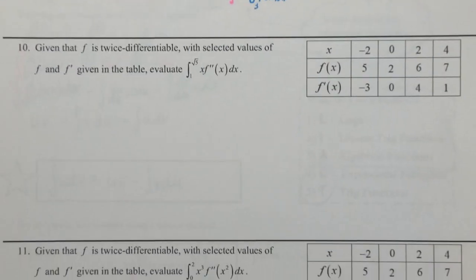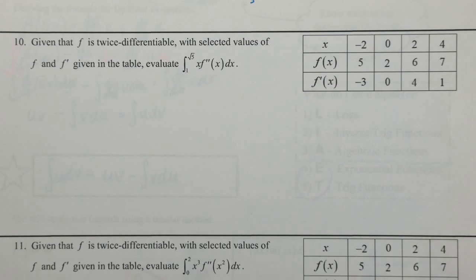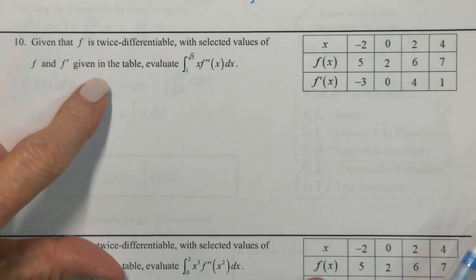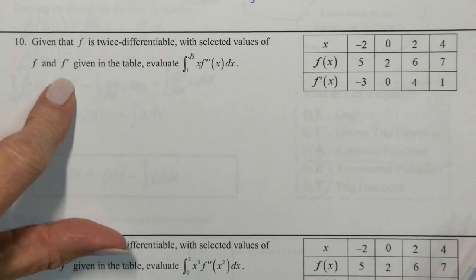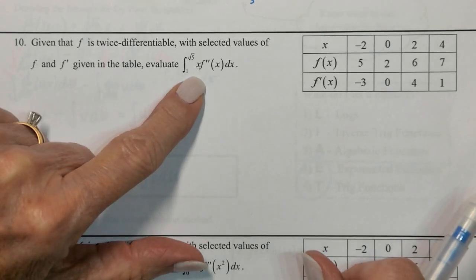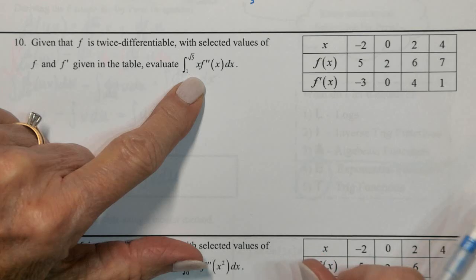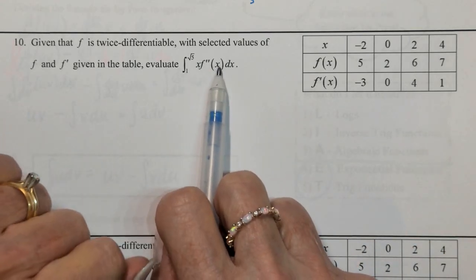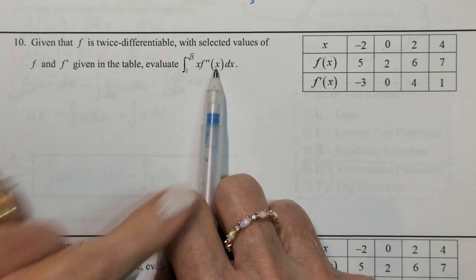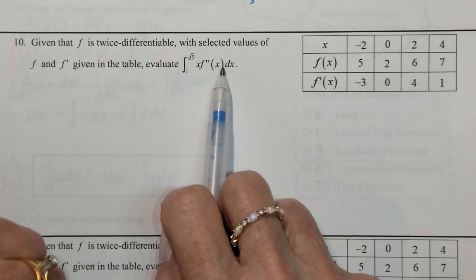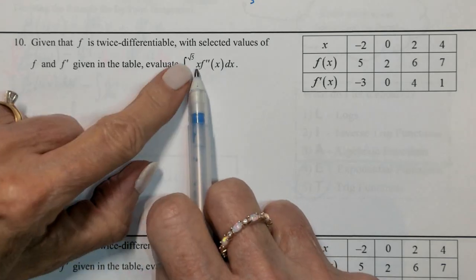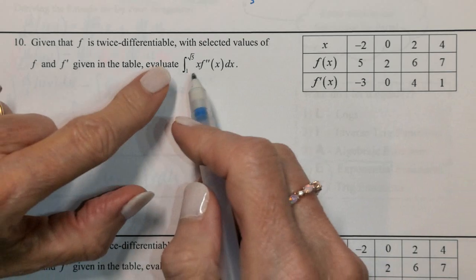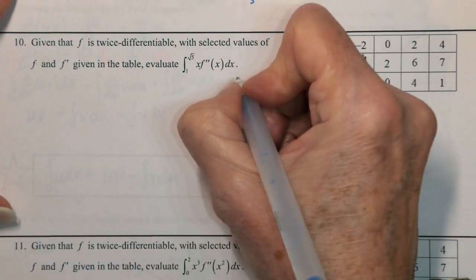Number 10. Given that f is twice differentiable with selected values of f and f prime given in the table, evaluate this integral. Once again, the first thing I would do when I see f notation is look at its argument. That must be a plain x, and it is. So we're good to go. I'm going to do by parts because I have an x with f notation. So I'm going to do by parts again.